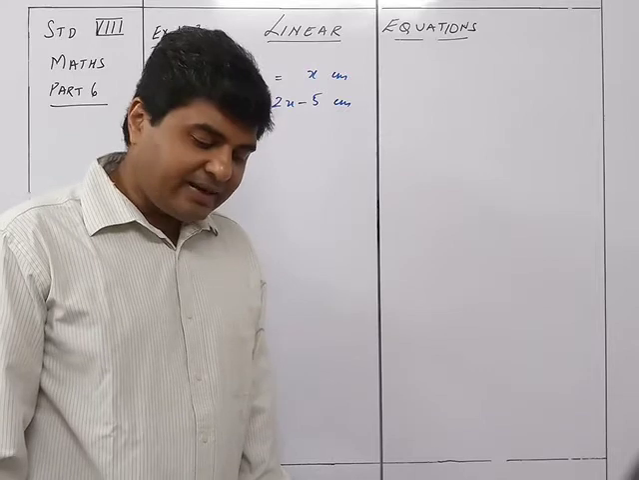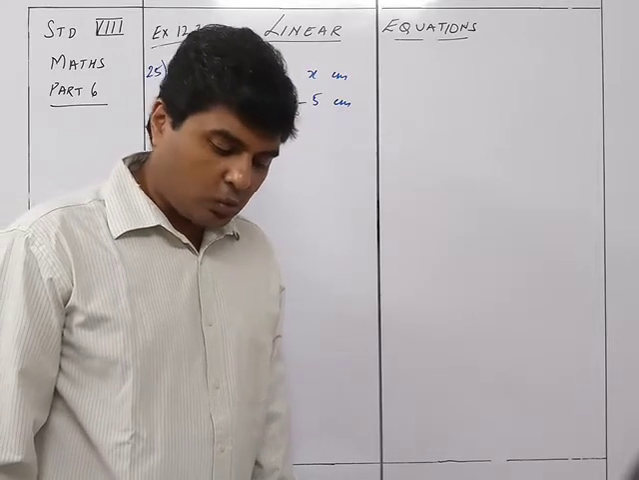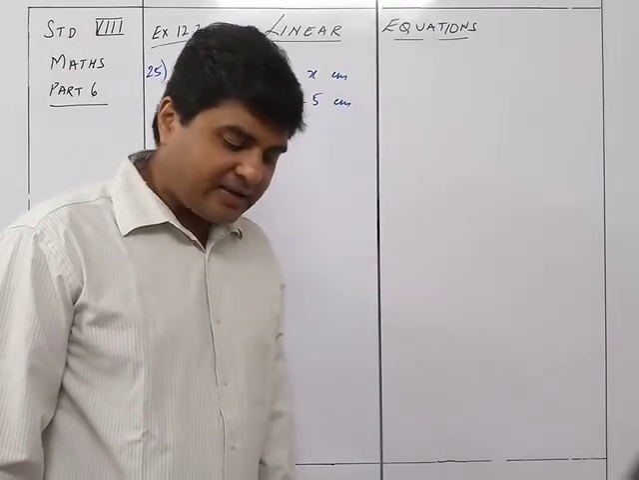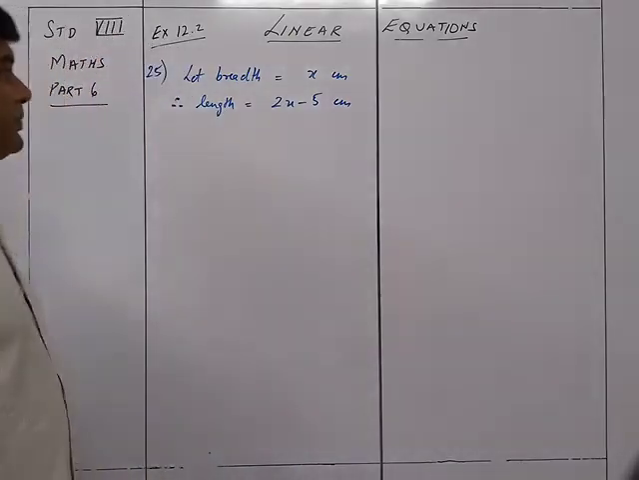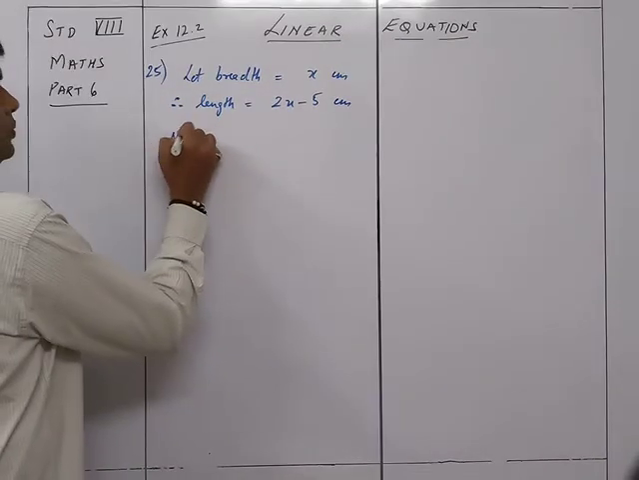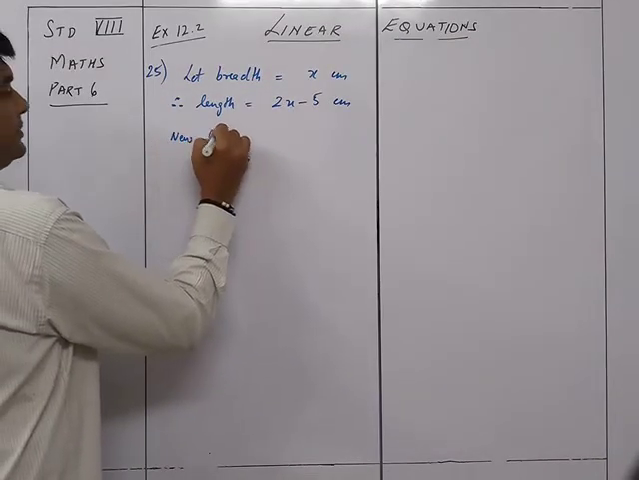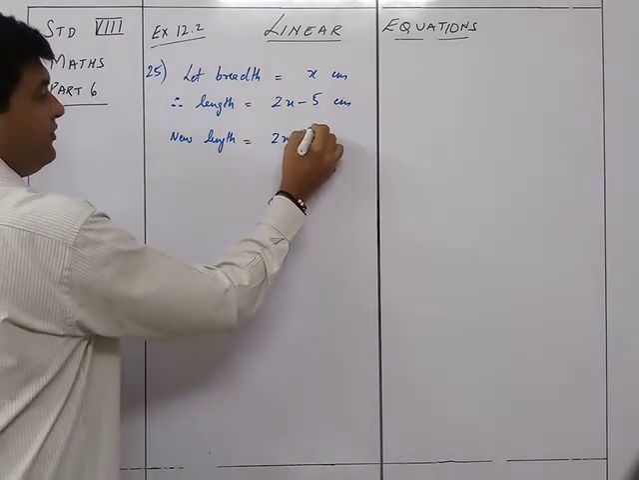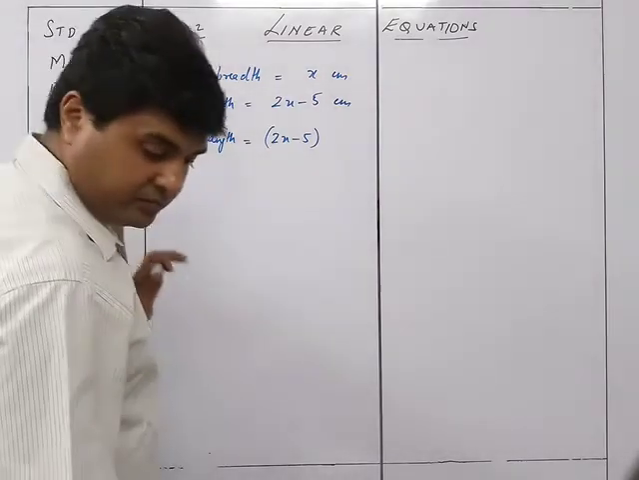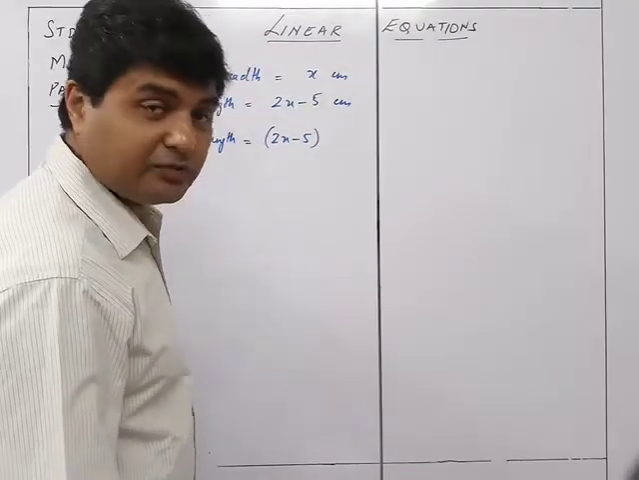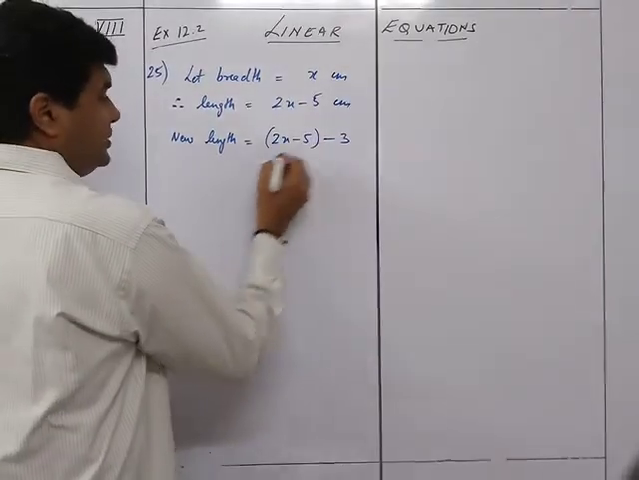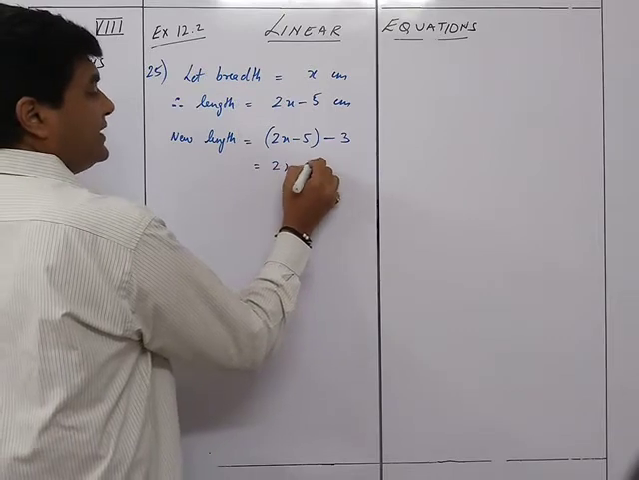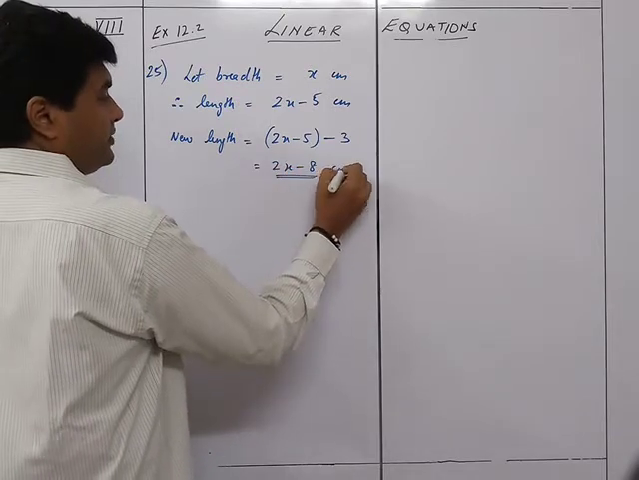If length is decreased by 3 and breadth is increased by 2, the perimeter of the resulting rectangle is 72. So the new length is 2x minus 5. What is happening to the length? The length is decreased by 3, so minus 3. So it will be 2x minus 8 centimeters.